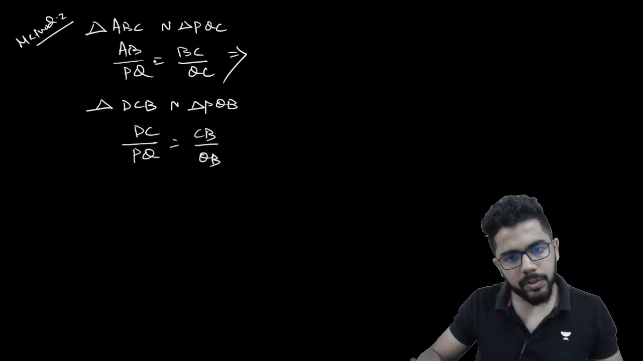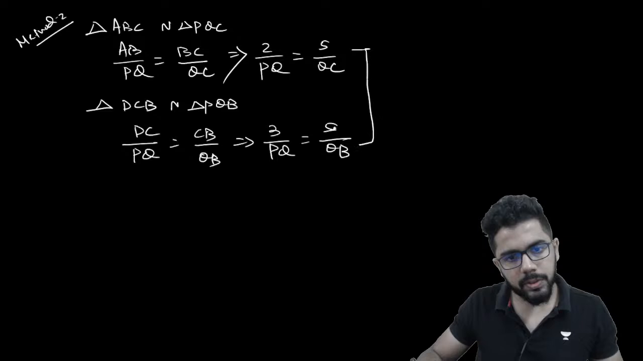तो यहाँ पे इनका थोड़ा वैल्यूज लिख लेते हैं. AB है 2, so 2 by PQ is BC is 5 by QC, and this is 3 by PQ is equal to 5 by QB. तो इन दोनों का रेसिप्रोकल करके ऐड करो.